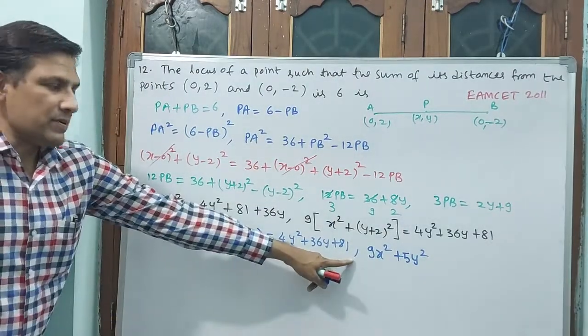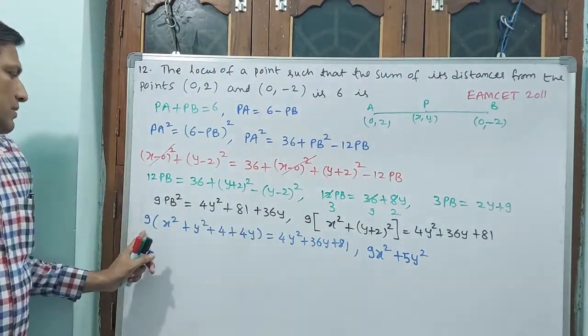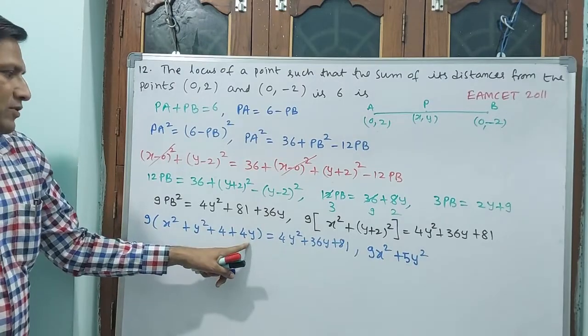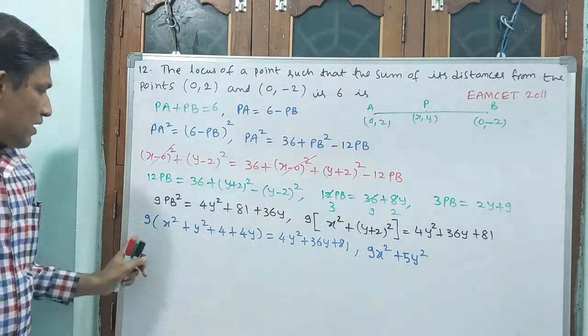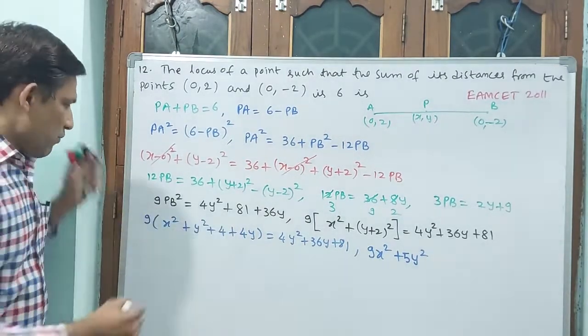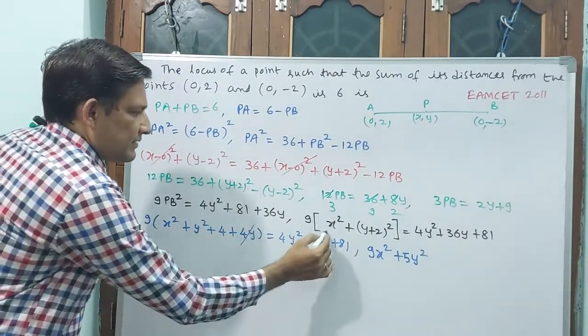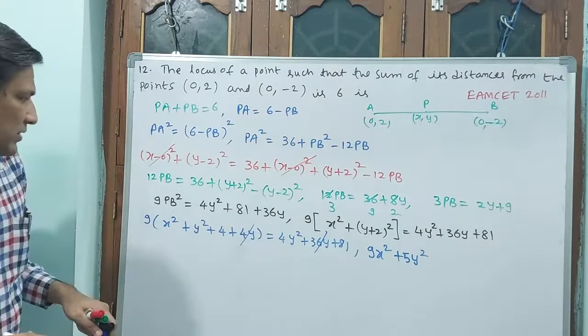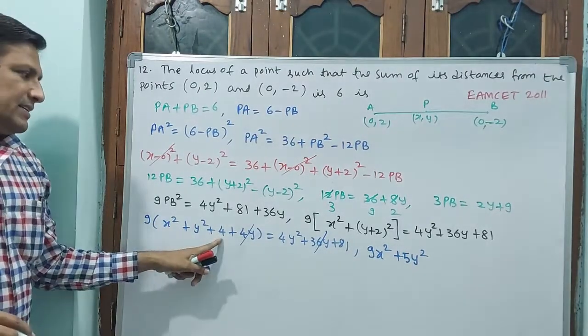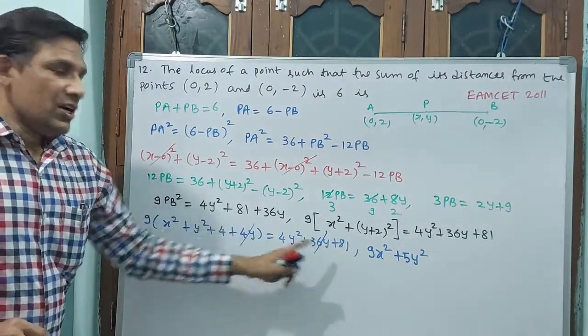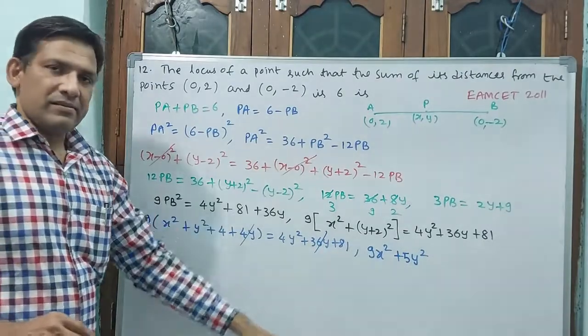Okay, comma I have kept. And 36Y. See, plus 36Y, 36Y. Both sides Y is going to be cancelled. 4, 9 into 4, 36, 36Y. Okay. That is okay. 9 into 4, 36, but this side is 81. You send this 36 that side.